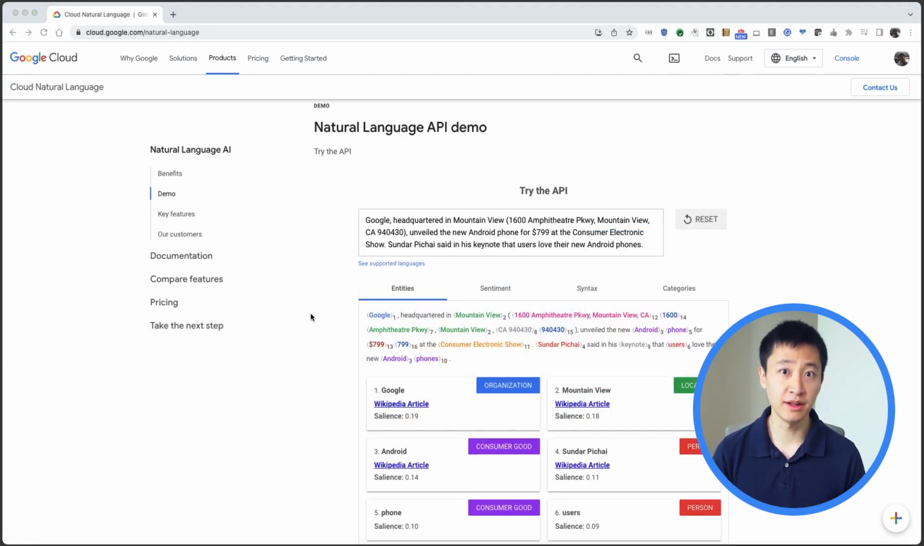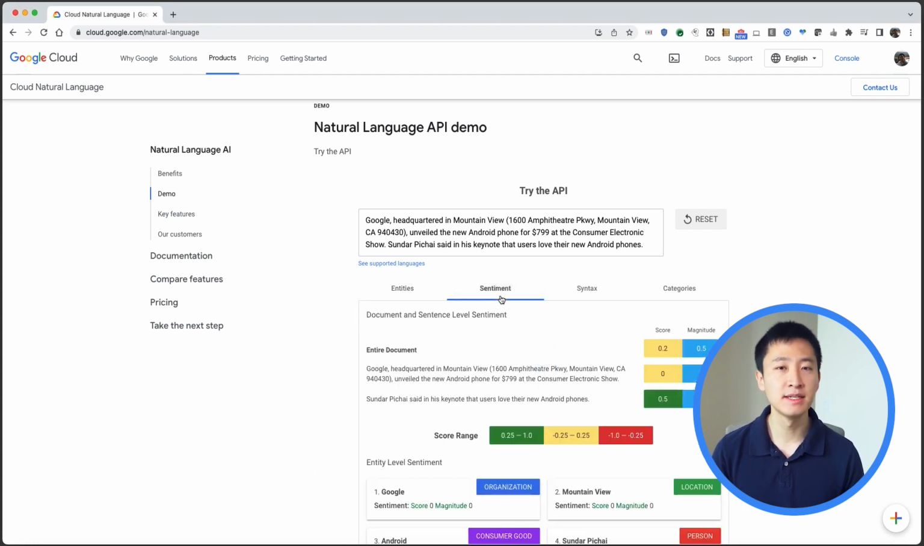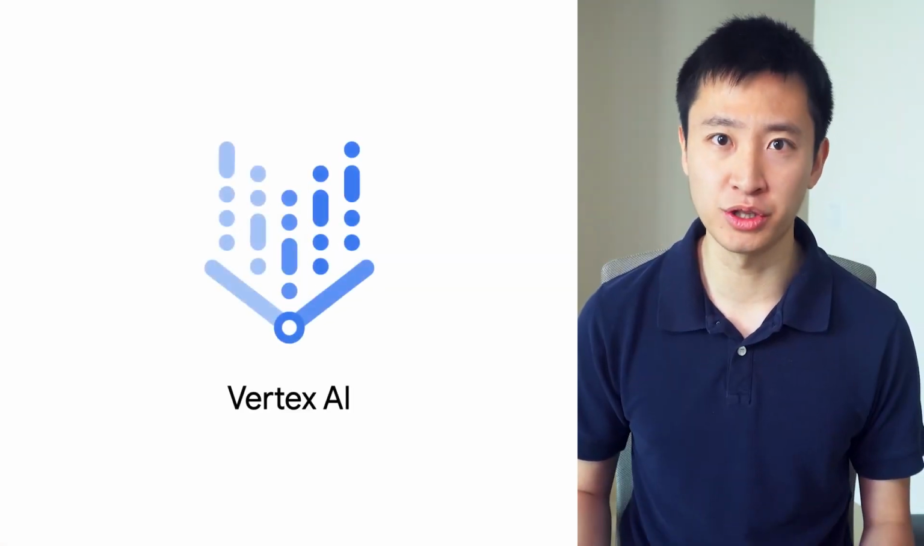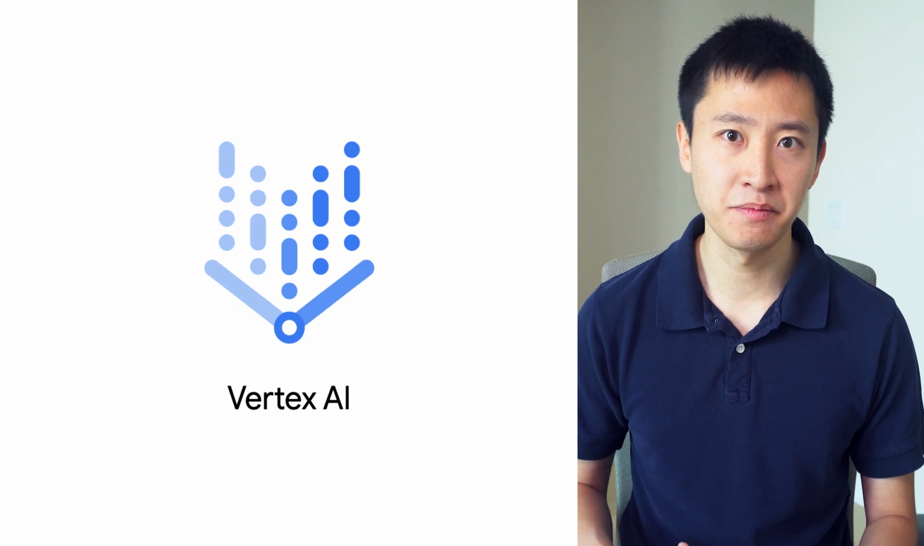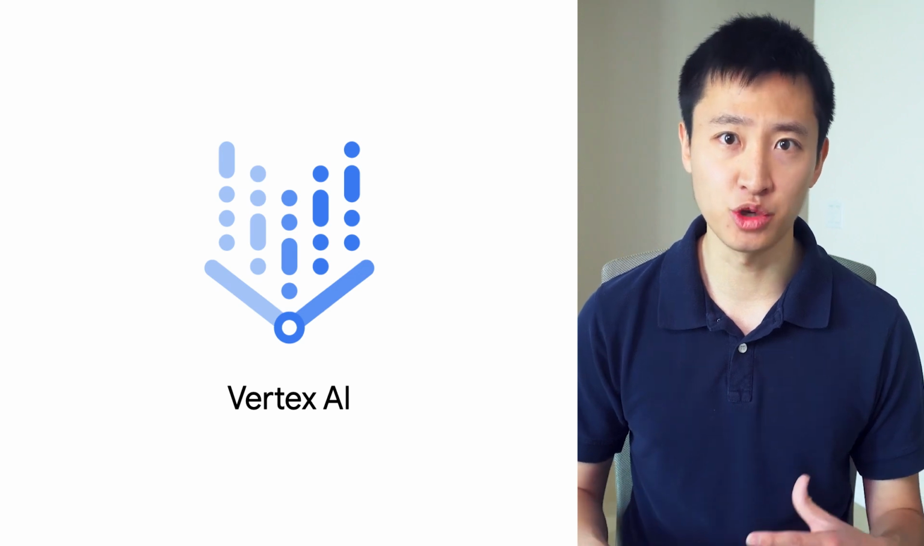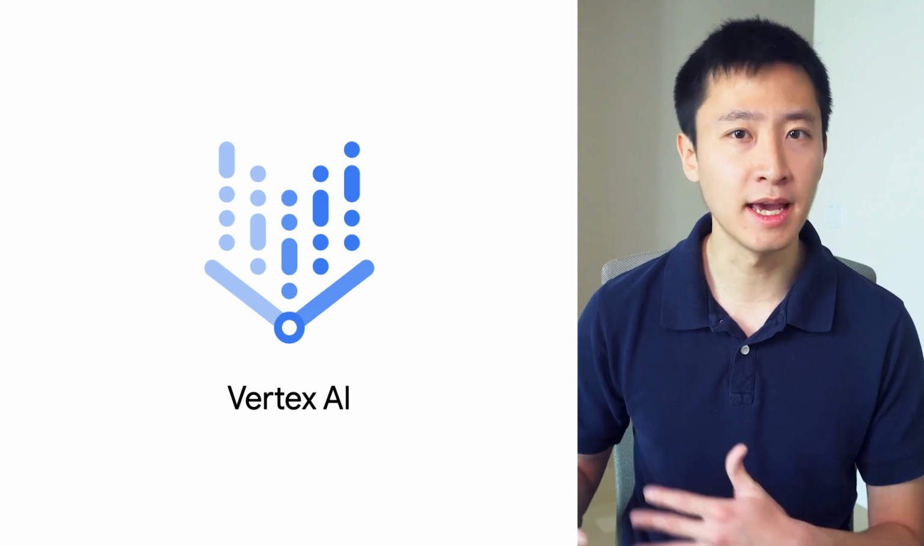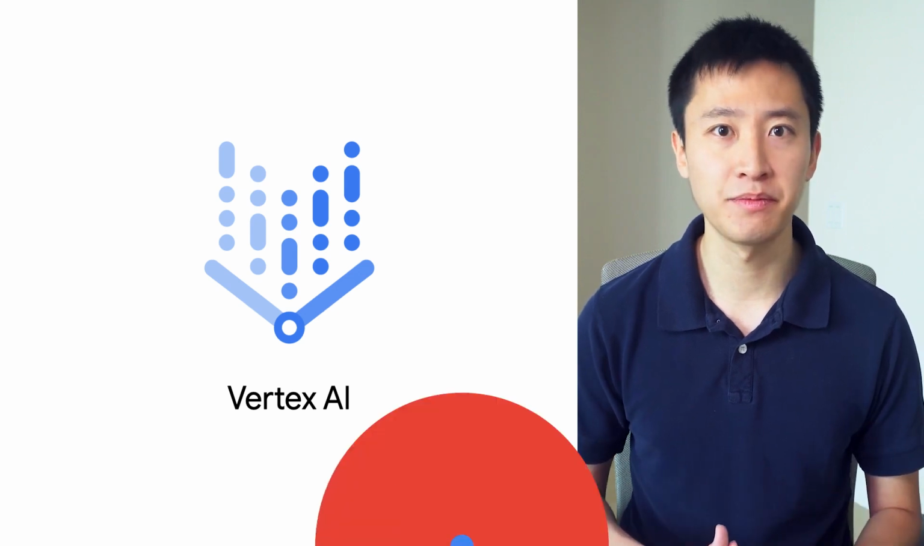Or maybe you want to analyze user comments in your application using natural language processing. With Cloud Natural Language, you can analyze a piece of text and get information about its entities, sentiment, syntax, and content categorization. And if you want to build and deploy your own machine learning models, you can do that as well. Vertex AI is Google Cloud's unified machine learning platform for training, hosting, and managing machine learning models.